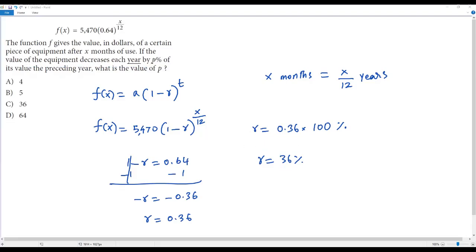But the question says the value of the equipment decreases each year by p percentage. Here we got 36%. So in the place of p, we have 36. So the value of p in this problem is 36. We find 36 in option C. So the correct answer choice for this question is option C.